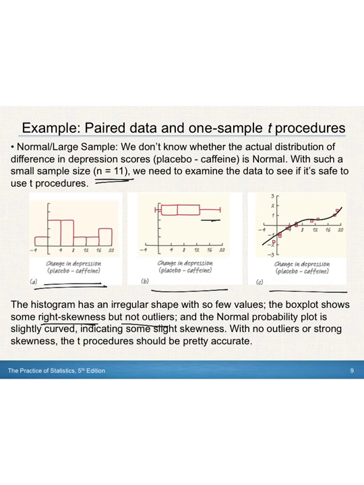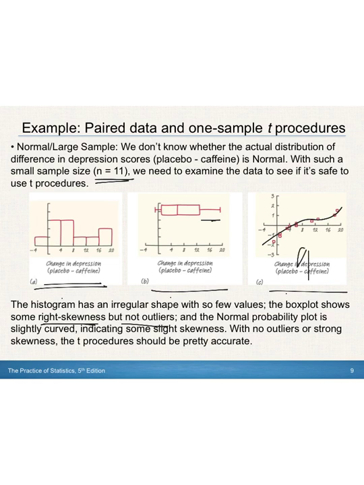So the last check we have to do is our large sample check, and we don't know if the distribution of depression scores is normal. So we can't use that as our check. We don't have 30 or more in our sample, so we have to go ahead and look at the difference in depression scores. Now, in this particular case, we have 3 different ways of looking at the data. We have a histogram, a box plot, and a normal probability plot.